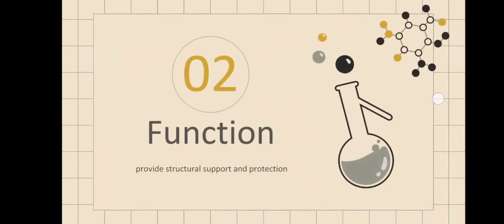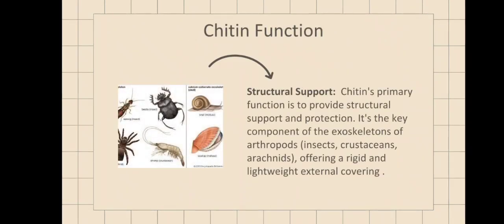Its functions. Structural support. Chitin's primary function is to provide structure, support, and protection. It is the key component of the exoskeleton of arthropods such as insects, crustaceans, and arachnids, offering a rigid and lightweight external covering. Because cellulose is hard in nature, chitin is just a modification of that.